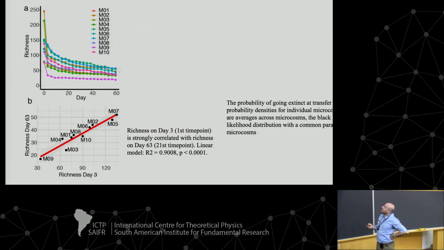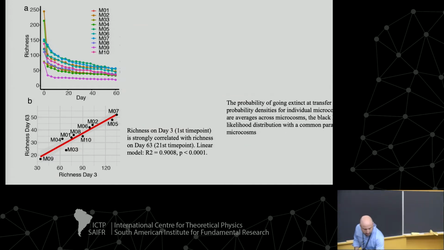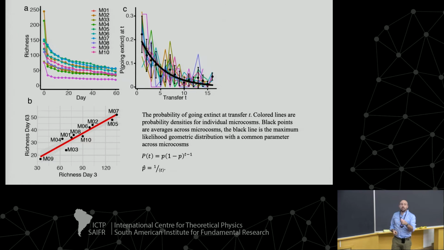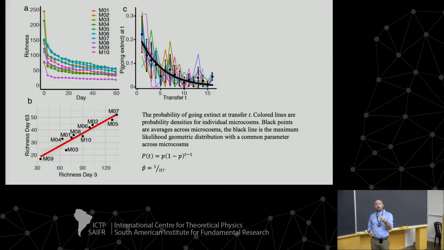Then what else do we have? Good. Now we looked at the probability of extinction of a species in each of these systems. Turns out what you can see there is kind of noisy.